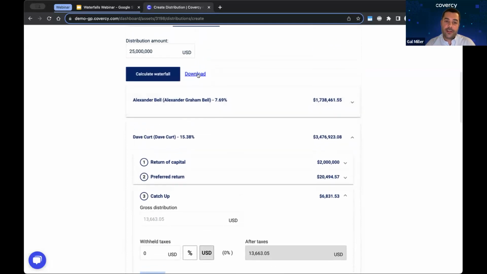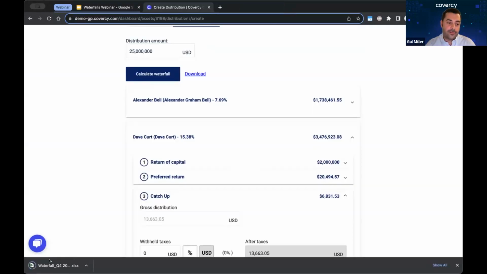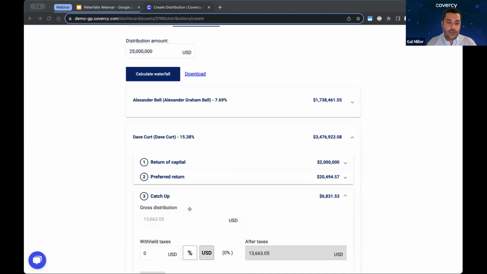Now, let's look at the calculation and the file. We can see the standard waterfall structure, starting with a return of capital, then a preferred return, and then a semi-catch-up, that is, both the GP and the LP are paid, and then an 80-20 split to the GP and the LP. And we can also see that the control shows that the split is exactly as we planned.